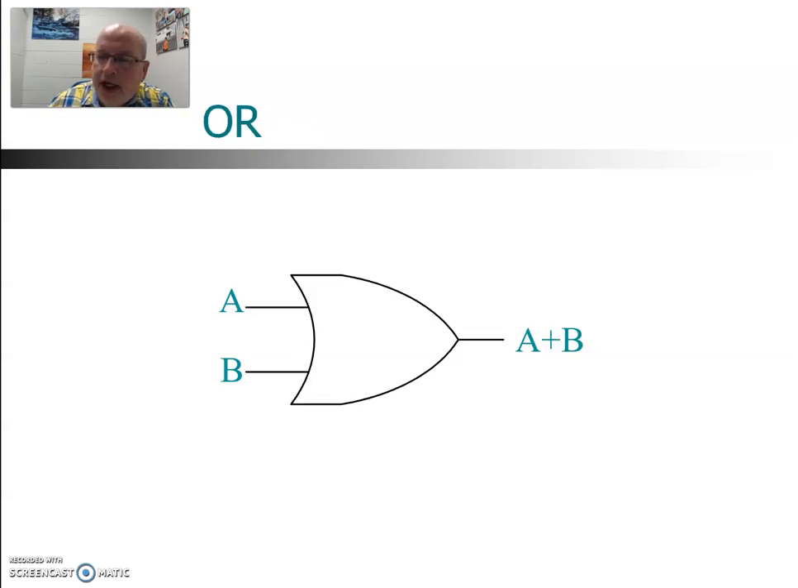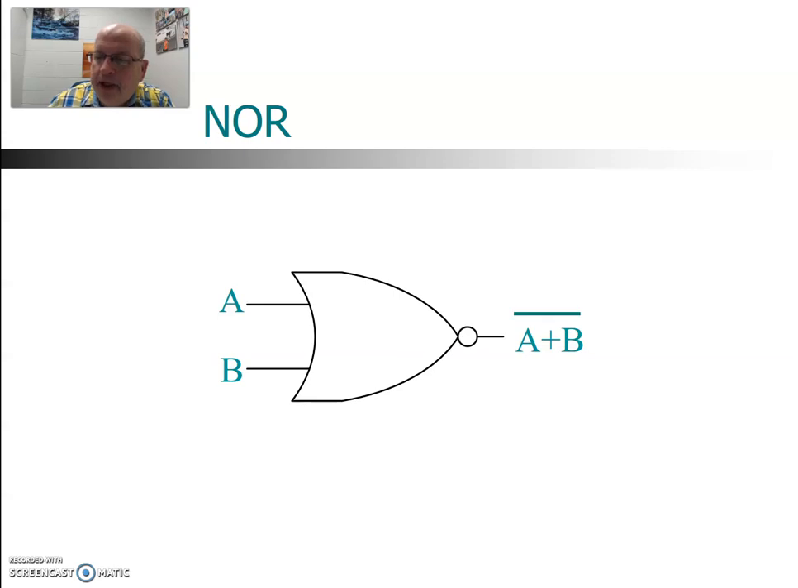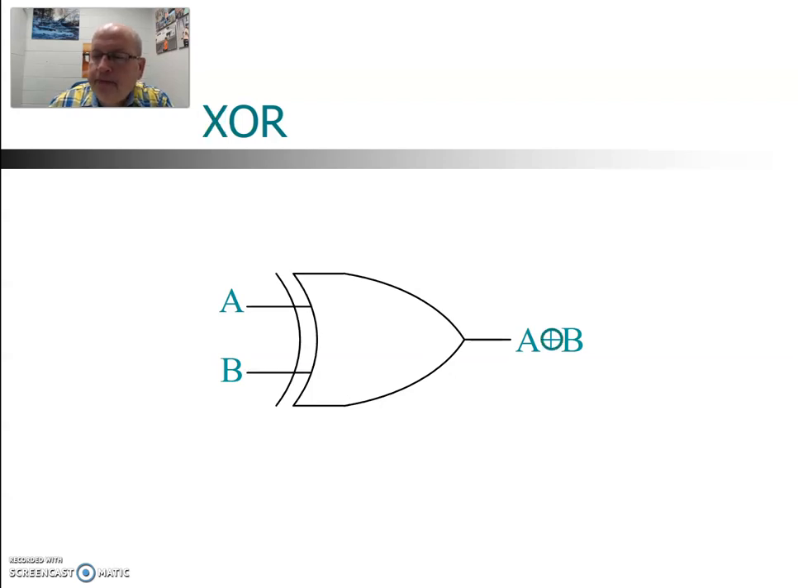Here we have an OR gate. Notice the expression is addition, so the Boolean equivalent to an OR gate is addition. And then if we want to do a NOR gate, we have to invert the addition, so we put an overbar there. The exclusive OR is indicated by an addition, but with a circle around the plus sign.